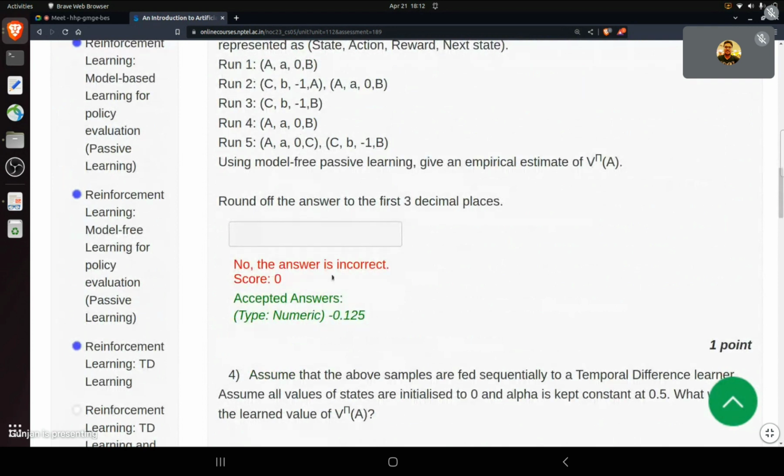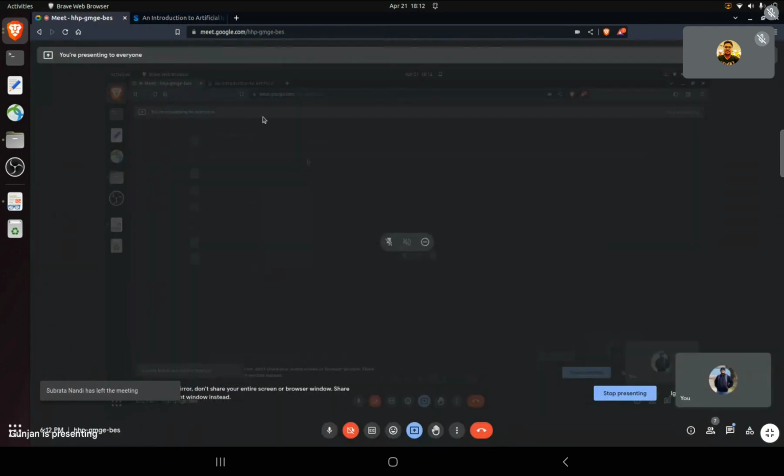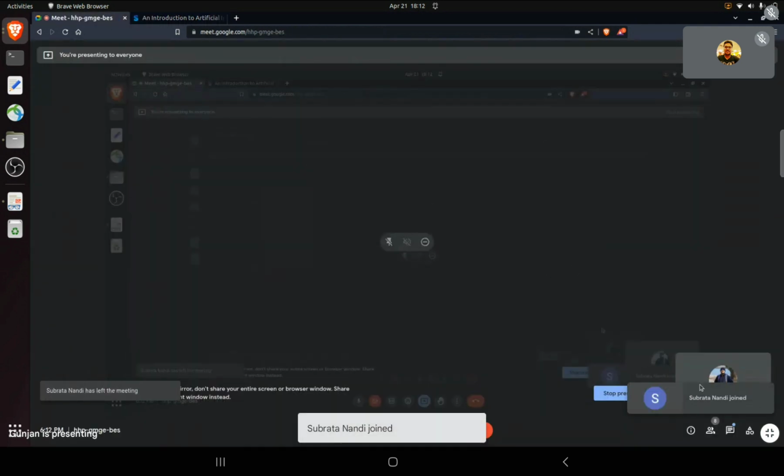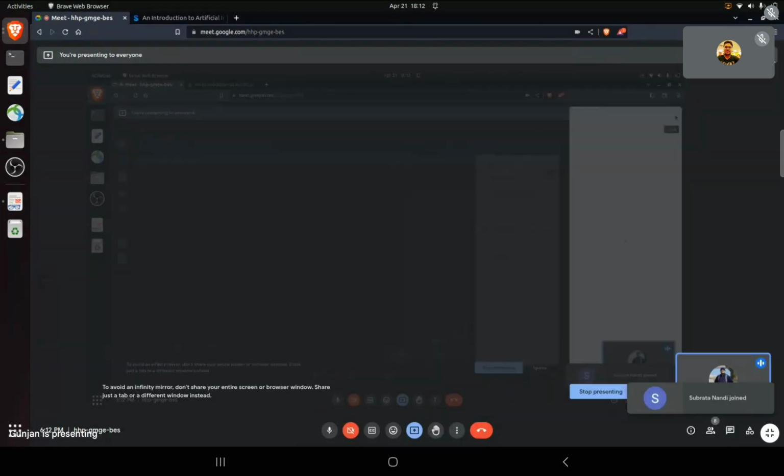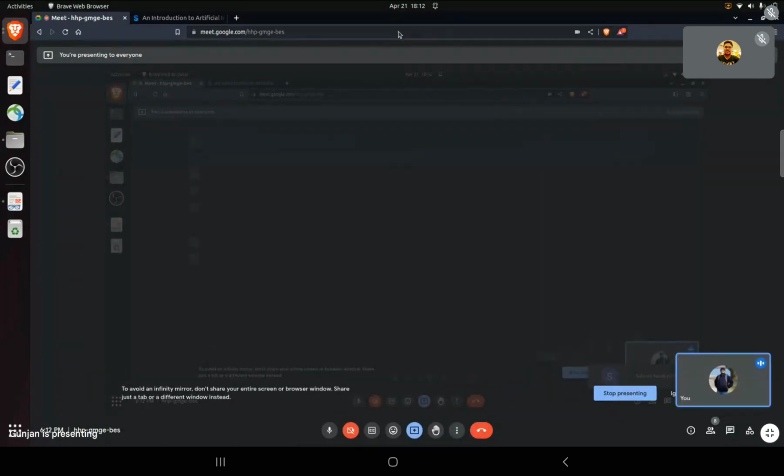No, but one of the students will get a different answer last time if you do model-based learning. No, Nivadas did model-based learning, and I think she got it wrong. No, she got minus 0.125, right? Because she said that I did that and that's how I got minus 0.125, right?